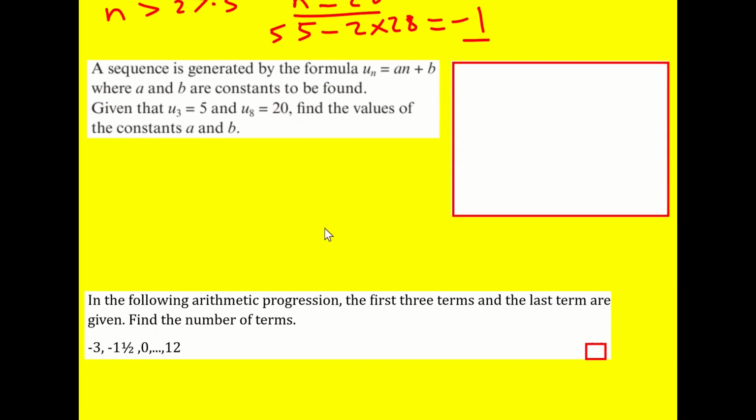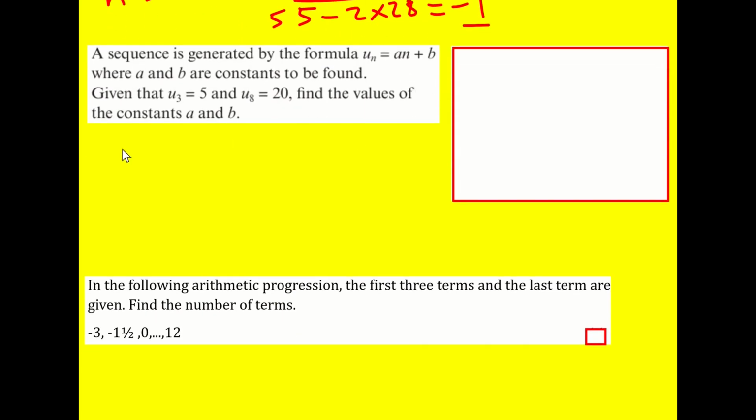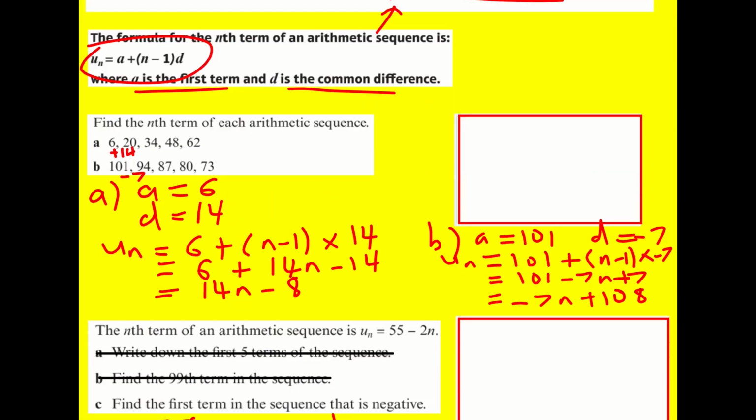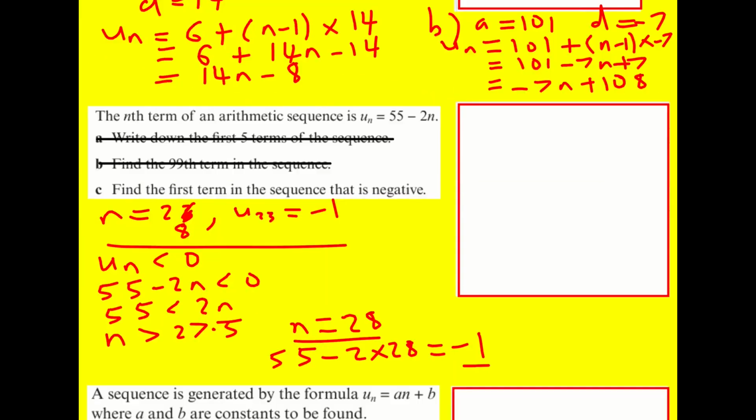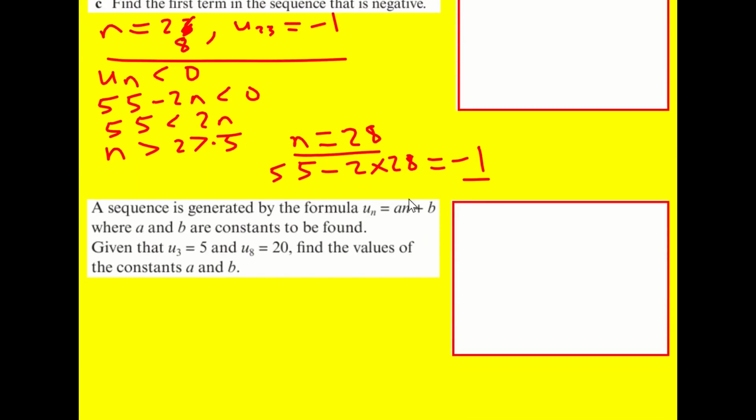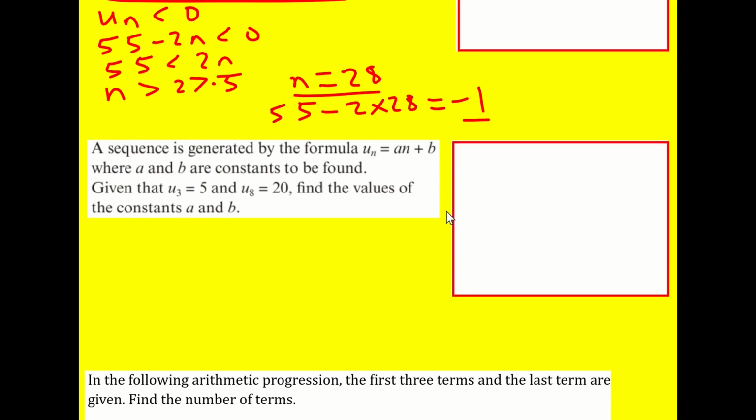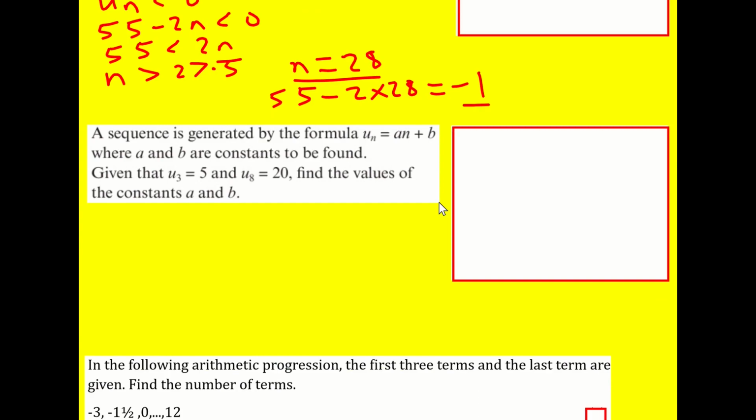Okay, next one. A sequence is generated by the formula un equals an plus b, where a and b are constants to be found. Given that u3 is 5 and u8 is 20, find the values of the constants a and b. I put this example in mainly to say that even though this was the general formula, you might be given an arithmetic sequence that doesn't quite follow that, because in this case the first term is actually going to be a plus b when n is 1. That's absolutely fine. We just have to deal with these kinds of sequences. We could manipulate it into the form that we're interested in, but there's no real need, because all that we're interested in is finding what a and b are.